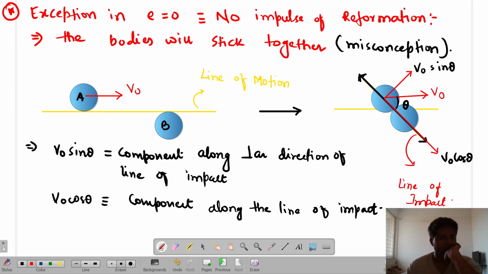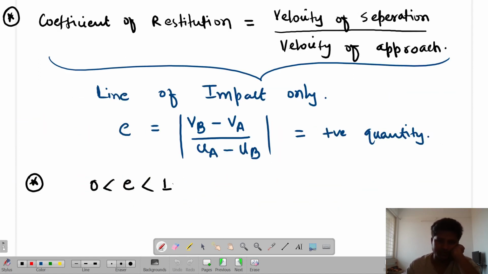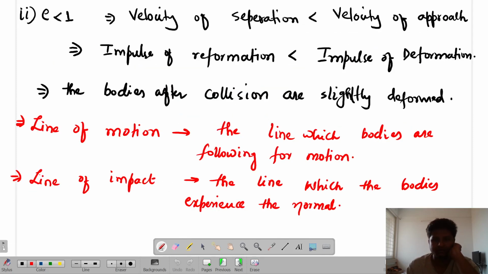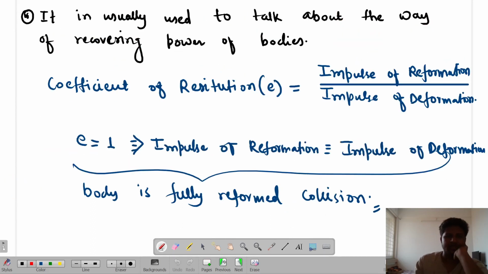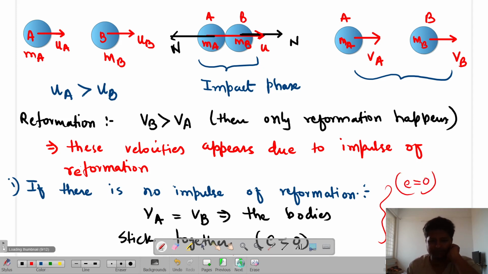Now let us think of one case. We know that if E is equal to 0, then the bodies will move with the same velocity, isn't it? Look over here. If E was equal to 0, if there is no impulse of reformation, then the bodies will move with the same velocity, isn't it?